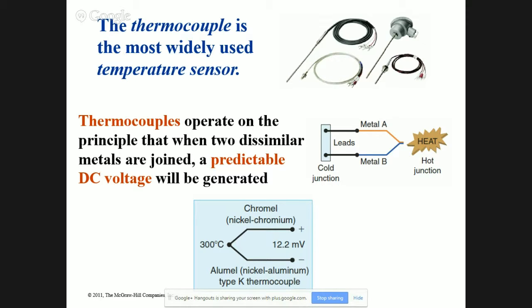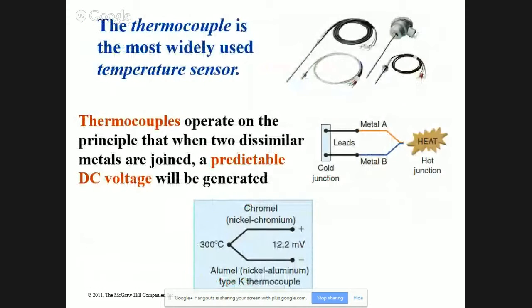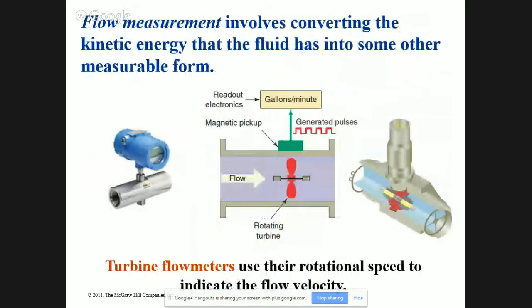Thermocouples work the same way. There's not much difference in how a strain gauge and a thermocouple work, except one's activated by heat, one's activated by pressure. Flow measurement. We have paddle wheels, pulses.